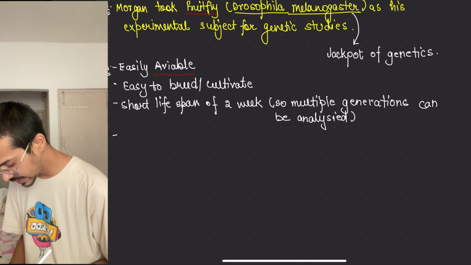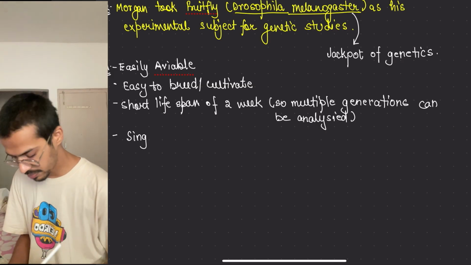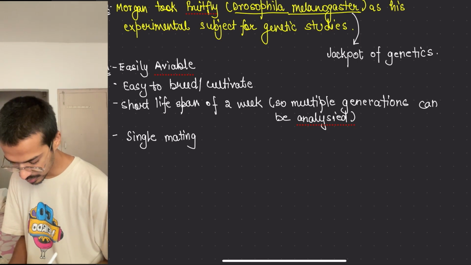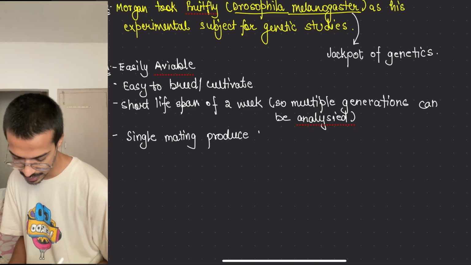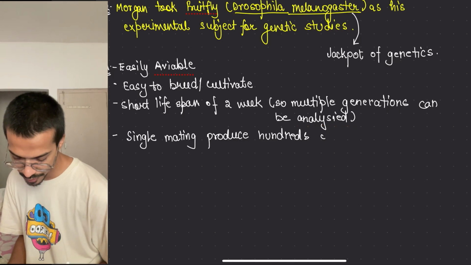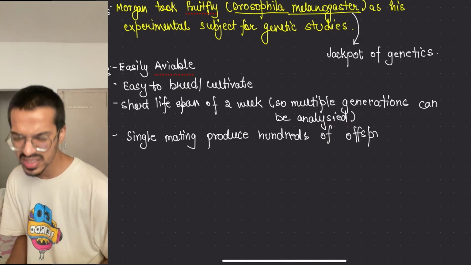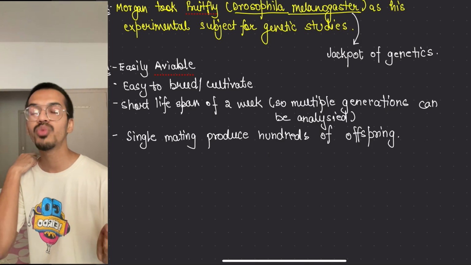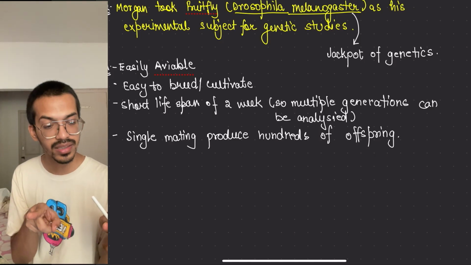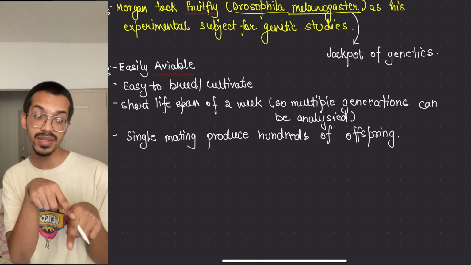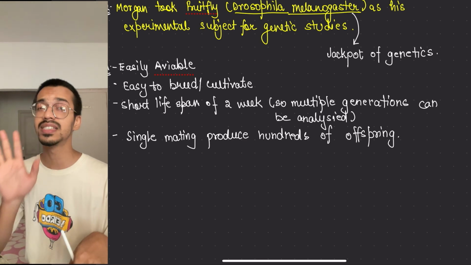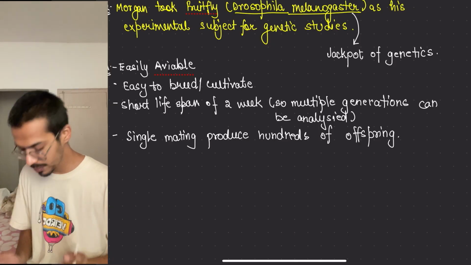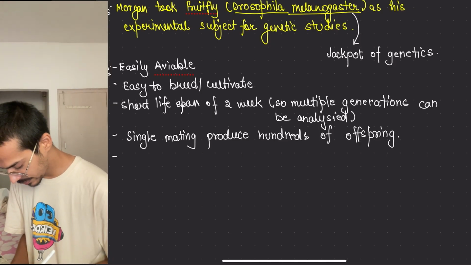Then single mating produces multiple offsprings, hundreds of offsprings. And one more thing is that male and female are easily distinguishable, meaning sexual dimorphism is there. So it helps in what? It helps in finding male characters and female characters, something very much related to male, something very much related to female, meaning linkage is very easily established here. And inheritance patterns can be seen in males and females.